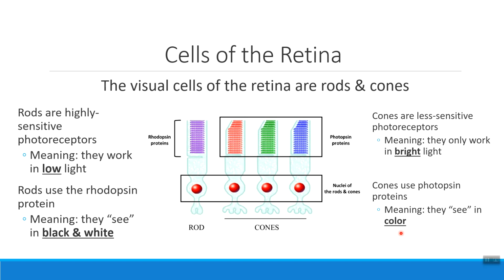So our first compare and contrast between rods and cones. Rods don't need much light. Cones need a lot. Second compare and contrast. Rods use rhodopsin and see in black and white, whereas cones use photopsin and they see in color.